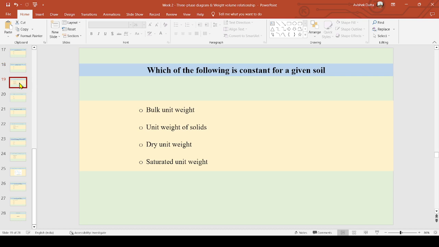Which of the following is constant for a given soil? I have mentioned some of the index properties of soil, basic engineering properties or physical properties of soil. Which of these properties will be constant for a given soil mass? And by constant I mean with respect to any change in its moisture content or any change in its volume due to moisture content increment or decrement. Whatever happens, which of these properties will remain unchanged?